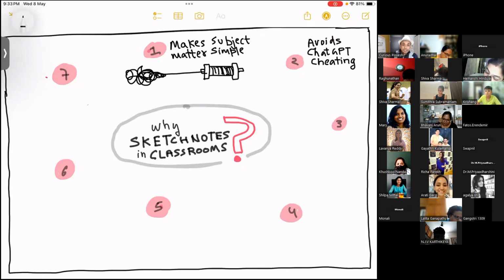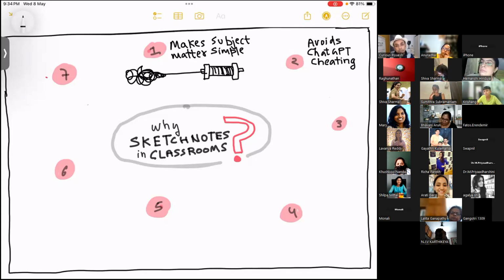So now see, avoids ChatGPT cheating. Now this is a difficult point if you ask me, because try to express this in drawing. Anyone wants to give it a try? What should I draw now to show avoid ChatGPT cheating?